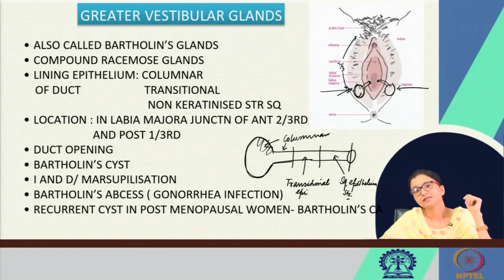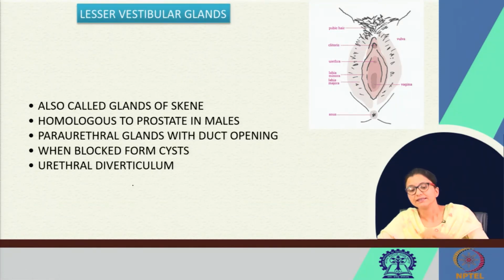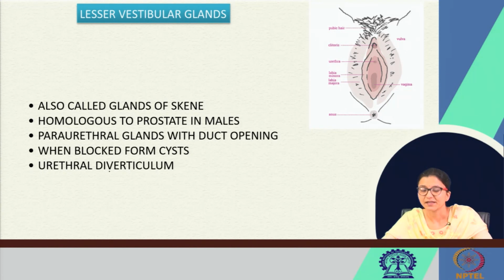Another important thing to note is that a recurrent cyst in postmenopausal women can be a suspicion for Bartholin's cancer. So, we need to go for biopsy. Coming to the lesser vestibular glands. Lesser vestibular glands are nothing but the glands of Skinner.